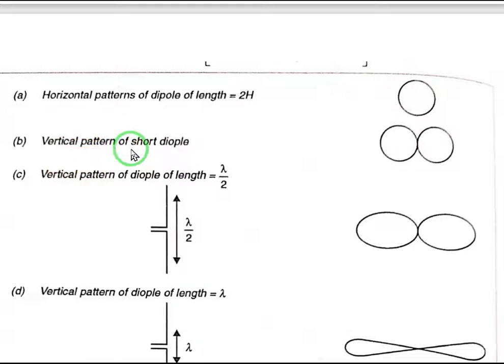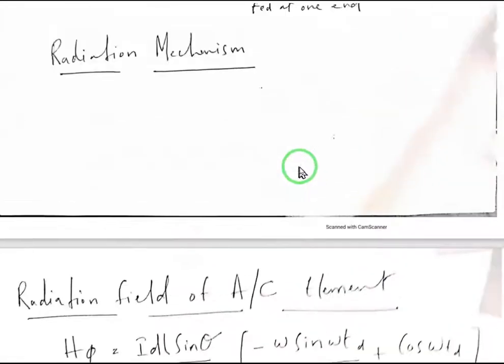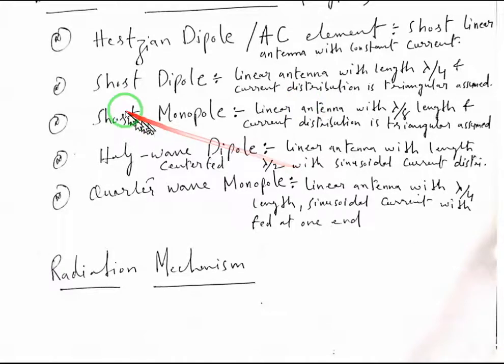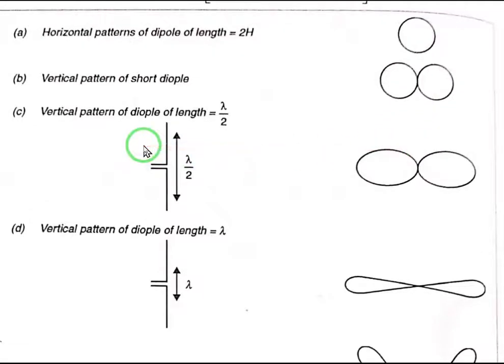The vertical pattern of a short dipole is this, that is a short dipole. This one has a length of lambda by 4. That short dipole is vertically polarized, and the pattern for this will be these two circles coinciding at a point.